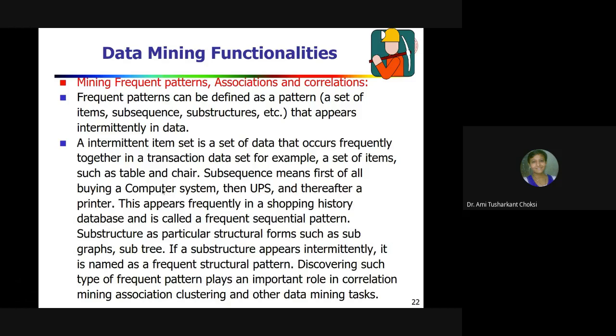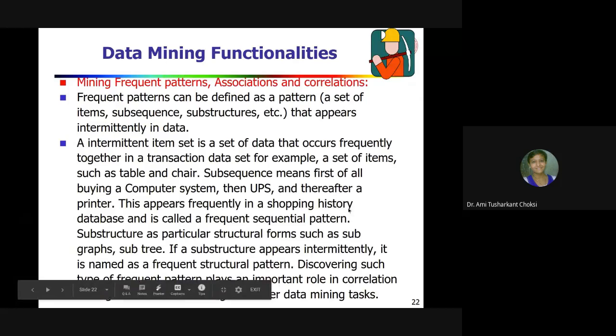And here also we have considered the same example, right? That is for computer system. Say people are purchasing computer system, UPS, and hand printer. If this pattern, this subsequence is found many times in the transactions, and many times means what? In all the transactions? No. Whatever is the minimum count given, if it is crossing that, then that subsequence pattern is said to be frequent. Fine.